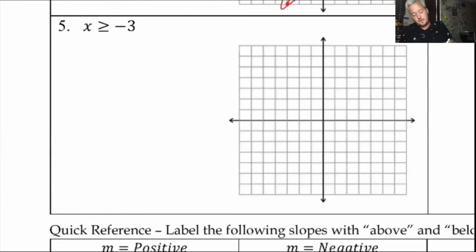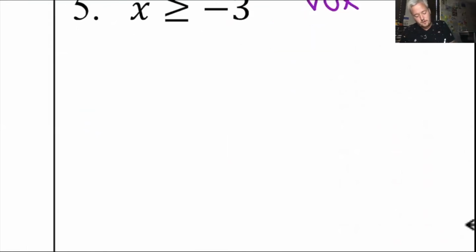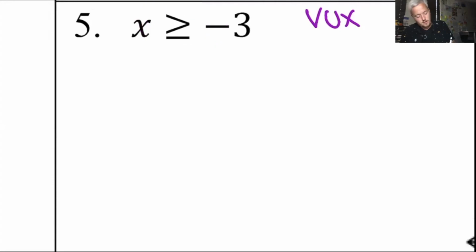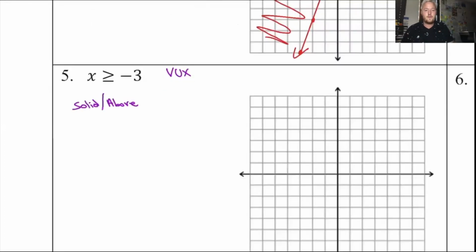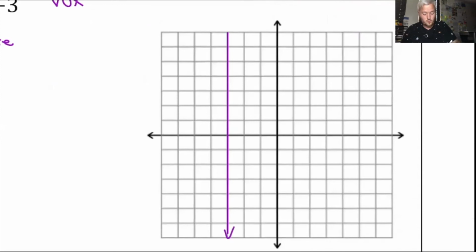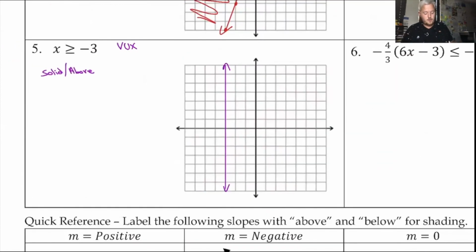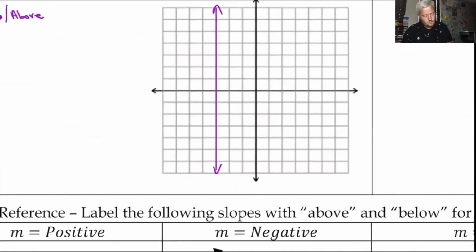So now number 5, same idea, but now instead of Hoy, now we have an x equals, which means we're going to be using Bucks. So this is a vertical line. So here, looking at our inequality sign, we want a solid line. And it's going to be shaded above because it is greater than or equal to. So I'm going to go to -3, draw a vertical line on the x-axis, or according to the x-axis. And I want everything above, so I want everything to the right. So everything over here is what I want.